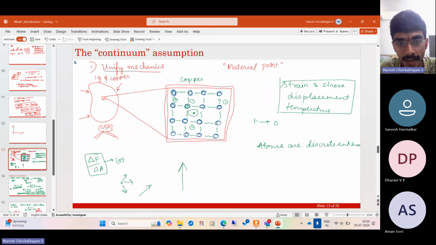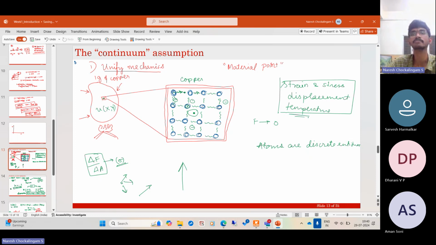And if you shrink this volume elsewhere, the force is just zero. So how do we even deal with this sigma? The same applies to displacement. We talk about the displacement field, a point is displacing, a displacement u of x, y, z, something like that. Atoms are like particles, so here there can be a displacement, and here there can be a displacement. But what does it mean to talk about displacement of an empty space?